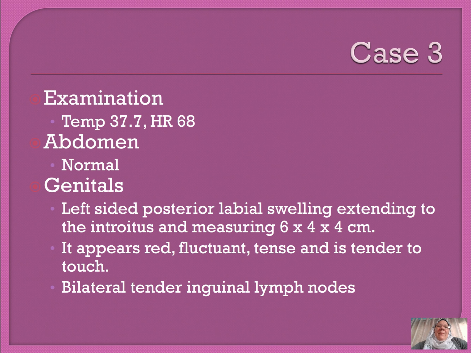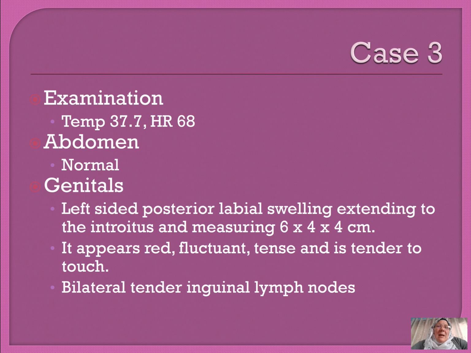So you need to ask about examination. You have to do the examination. Vital signs are very important, always in any emergency, actually. Abdominal examination is normal. So you can see she has got a temperature of 37.7. And on examination, you find at the genitals a left-sided posterior labial swelling, extending to the introitus and measuring 6 by 4 by 4 centimeters, roughly. It appears red, fluctuant, tense, and is tender to touch. Bilateral tender inguinal lymph nodes are also palpable.